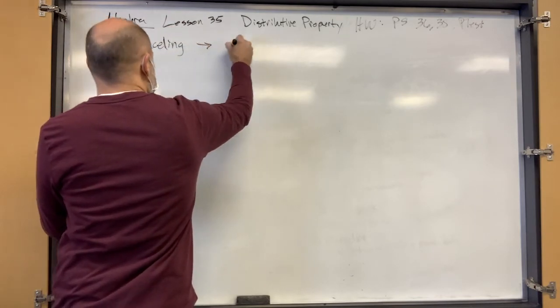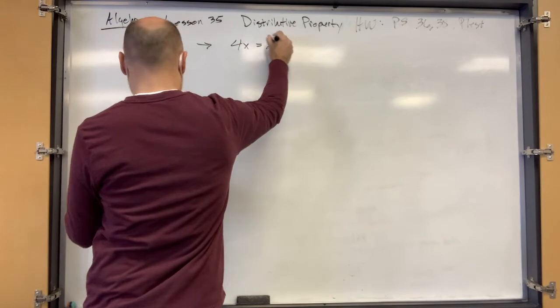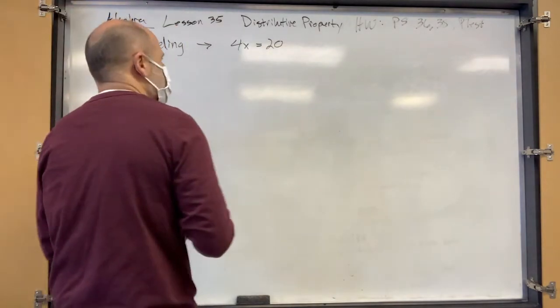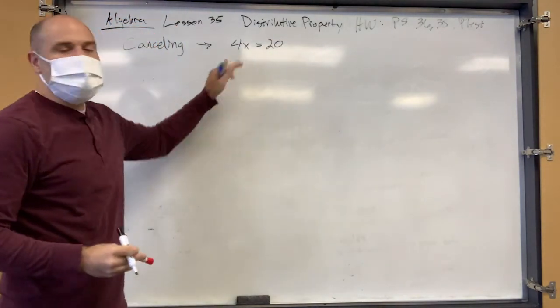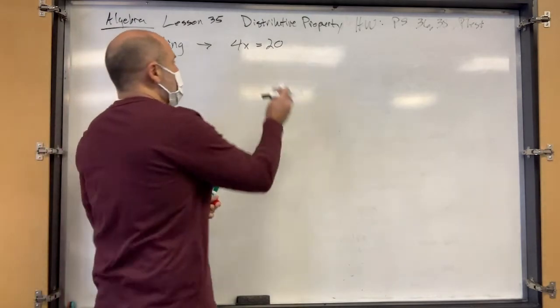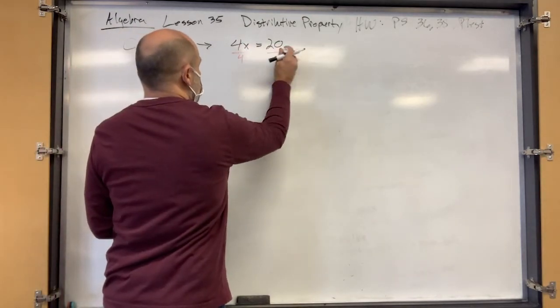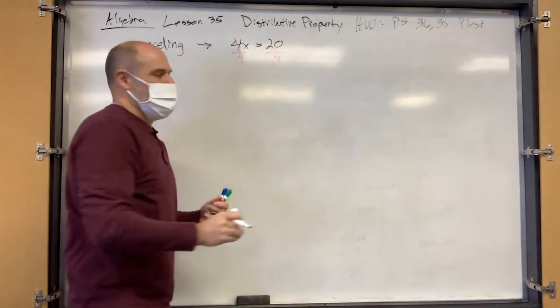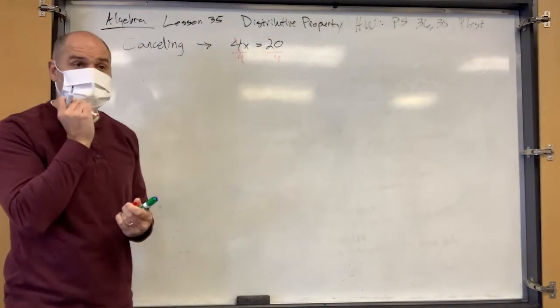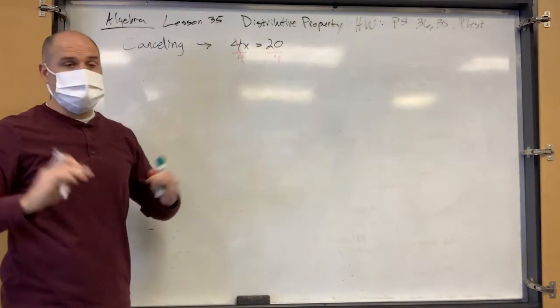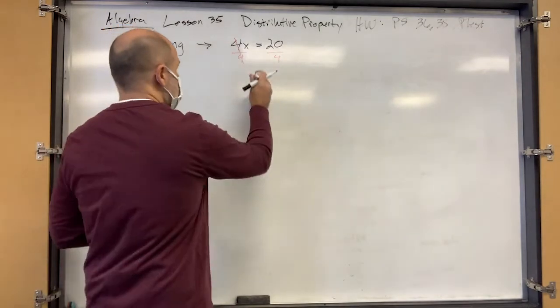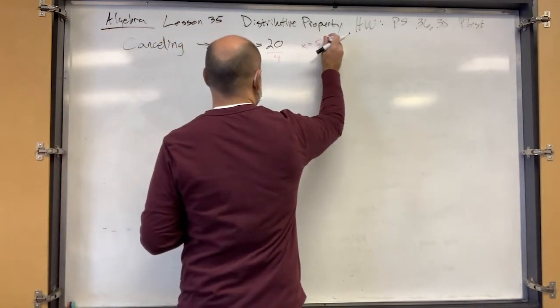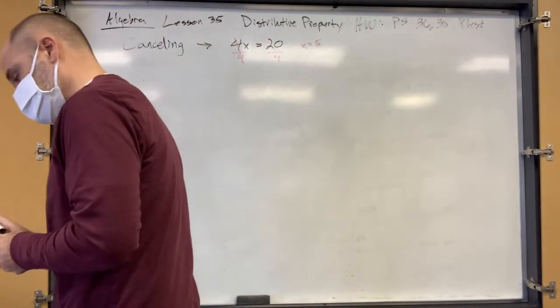So for example, 4x equals 20. How do you get x by itself? Well, 4 is being multiplied, so do the opposite operation so we can cancel it. If you multiply x times 4 and then divide it by 4, it's like the 4 never existed. So x equals 5. Okay.